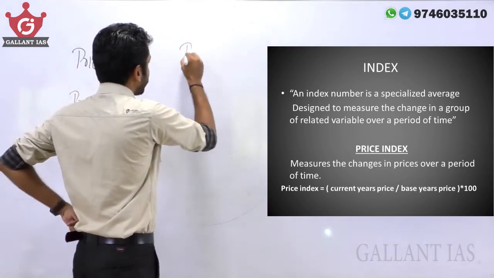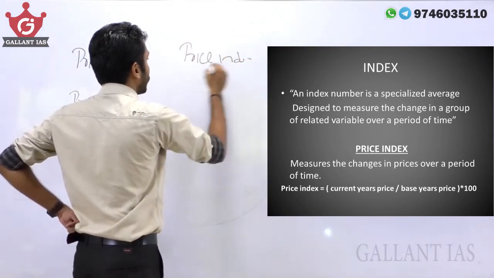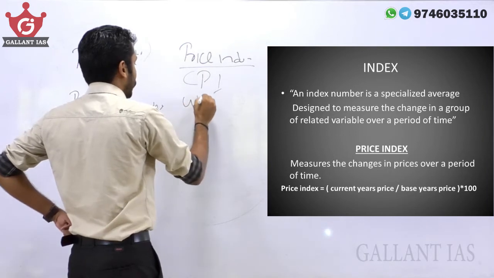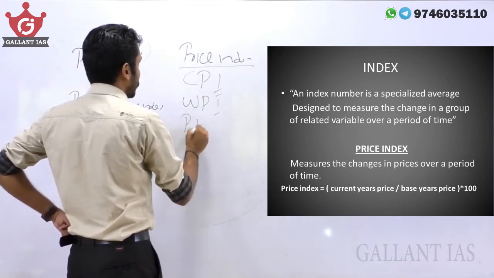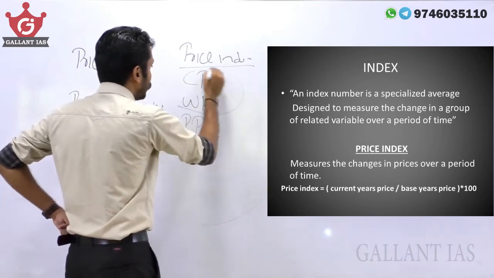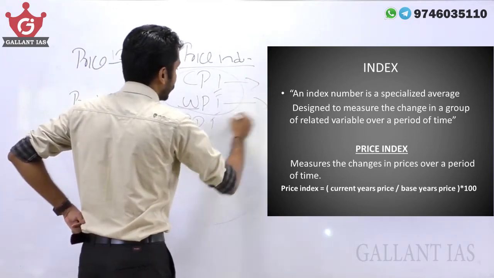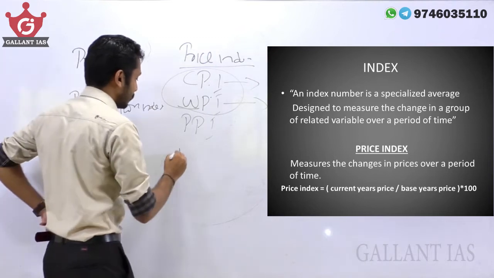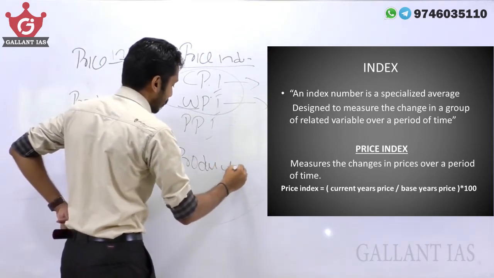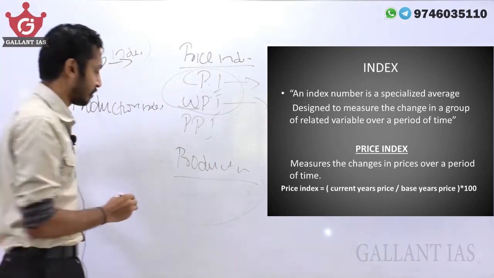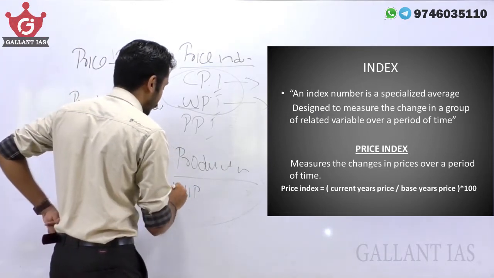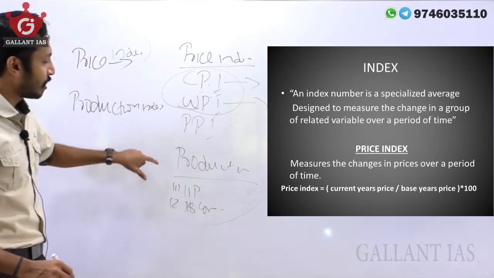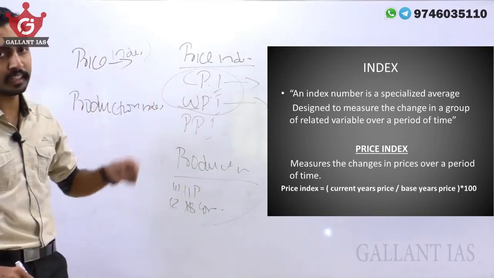Under price indexes, in today's class, we are going to discuss CPI, Consumer Price Index, WPI, Wholesale Price Index, and PPI, Producers Price Index. CPI and WPI and their different classifications are very important for the exam. Next, under production indexes, we are going to discuss two indexes: the Index of Industrial Production, IIP, and the Index of 8 Core Industries.